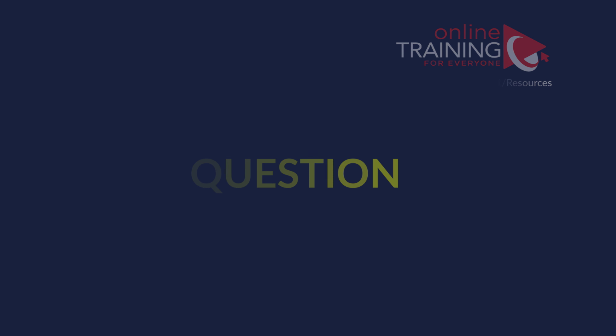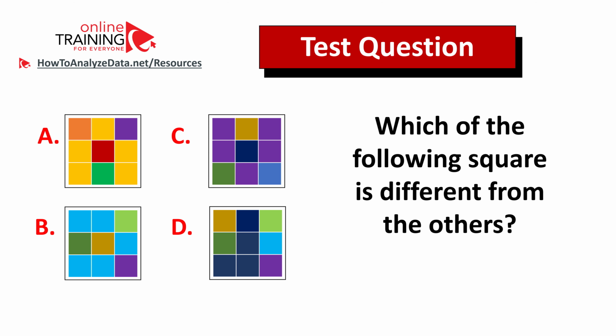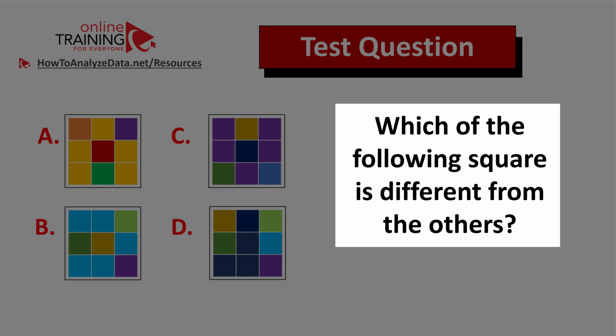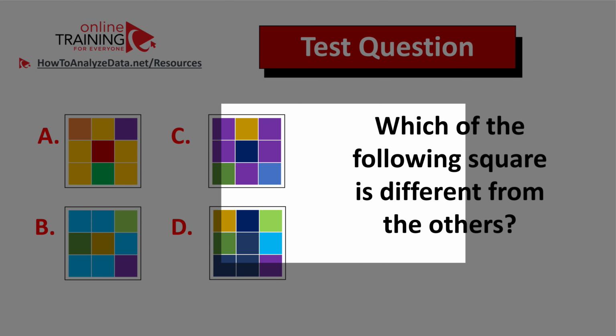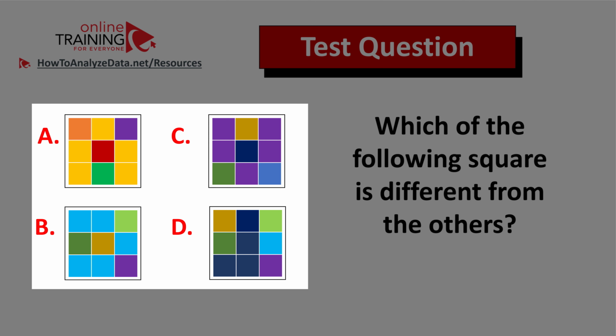Alright, this question is quite tricky, but regardless of whether you can solve it or not, once I show you the solution, I'm pretty sure you will be excited. Which of the following squares is different from the others? And you're presented with 4 different choices. Each square contains 9 small squares inside. Choices A, B, C, and D.